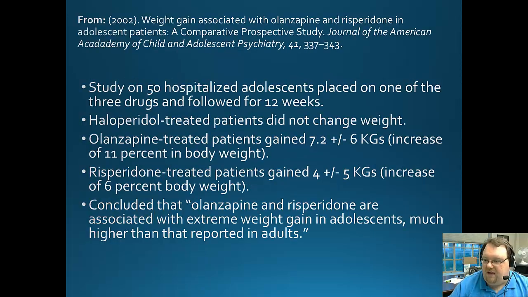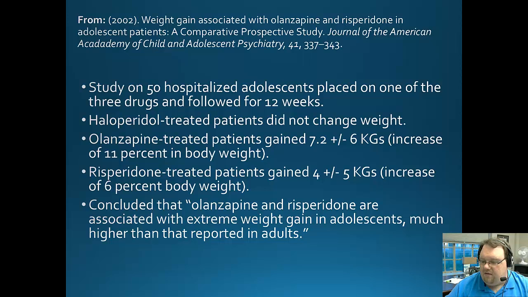So with this, they had 50 hospitalized adolescents, because adolescents actually seem to show more weight gain than adults, unfortunately. For the group that got haloperidol, there was no change in weight. Those that got olanzapine had an increase of 7.2 kilograms, which was 11% of their body weight. And those with risperidone had a 4 kilogram increase, so an increase of 6% of body weight. So these are big increases.